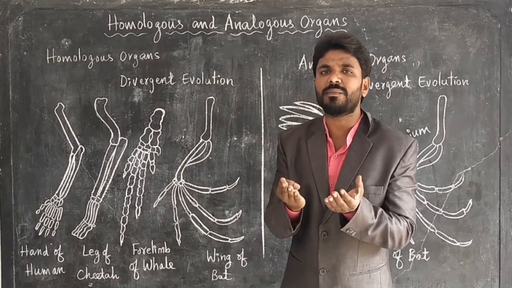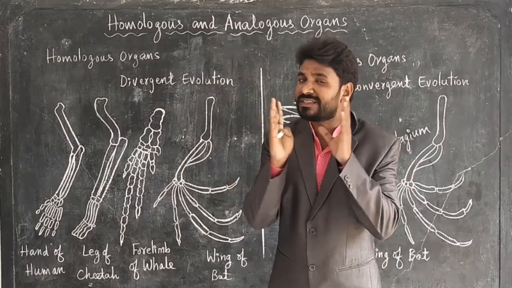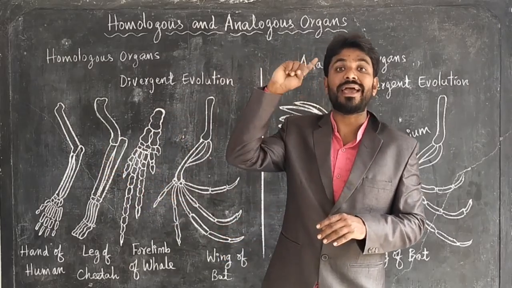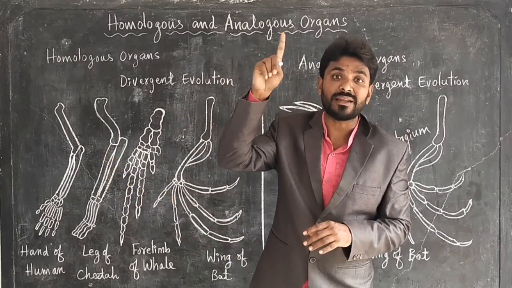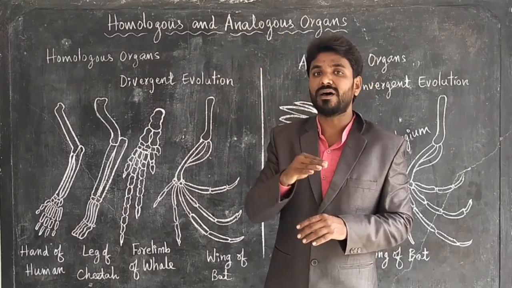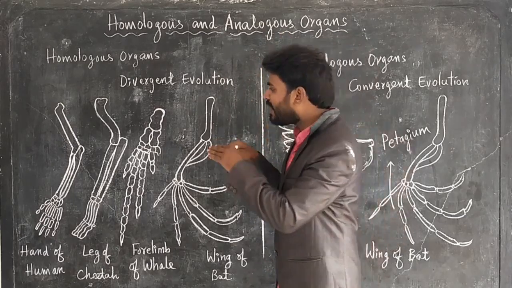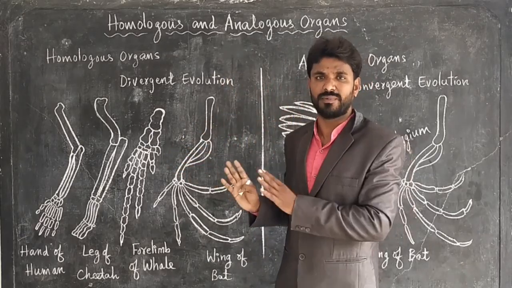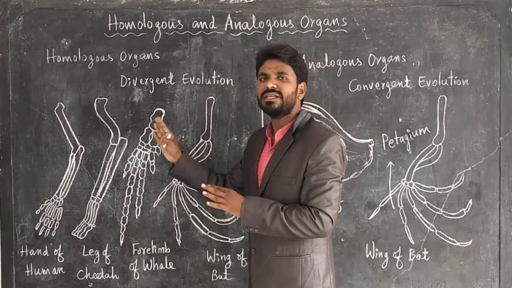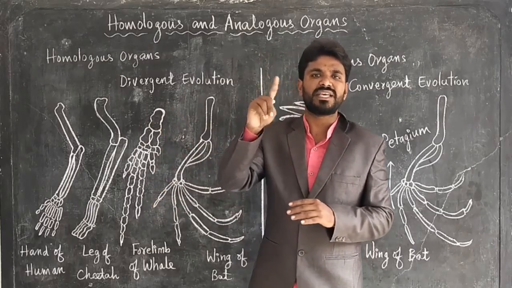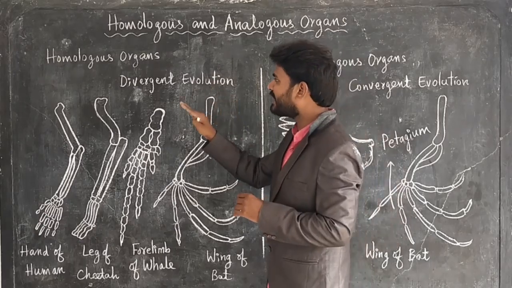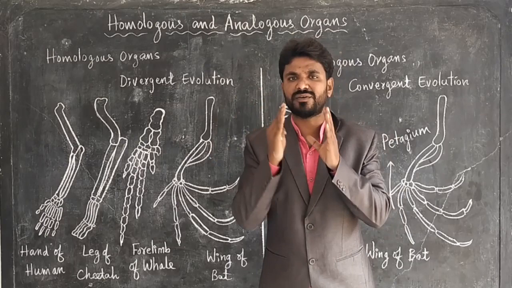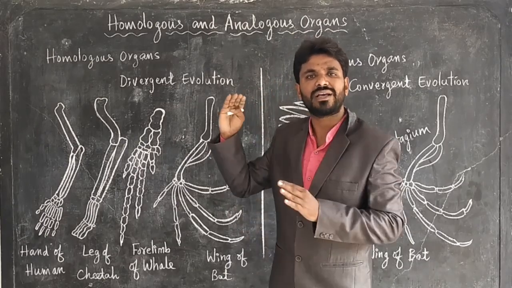And what we can understand by looking at homologous organs is that all these organisms have developed from the same ancestor. They have the same parent in the very beginning. But later on, due to some changes, all these organisms have developed other different characters also. Like that we can believe. So this kind of evolution is called divergent evolution. Divergent evolution is an evolution which takes place in homologous organs.